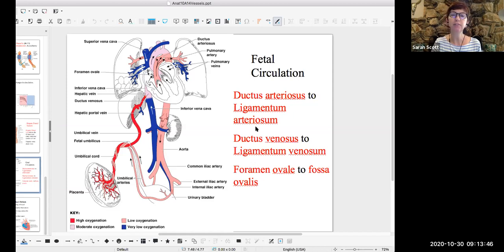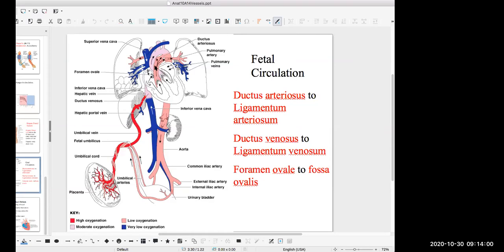Okay, the last one is the ductus arteriosus up here, which connects the pulmonary trunk to the aorta. Again, we don't want those two mixing anymore, because now the pulmonary trunk is filled with deoxygenated blood.